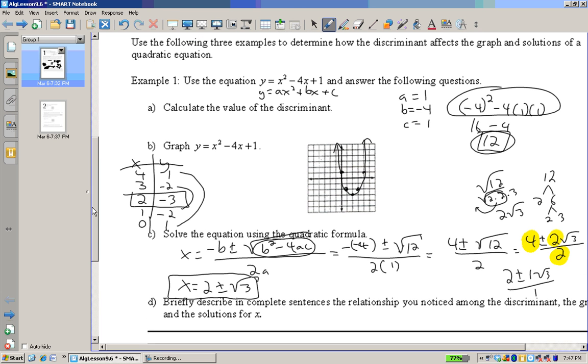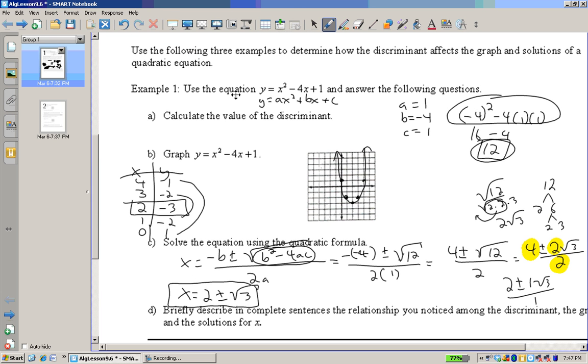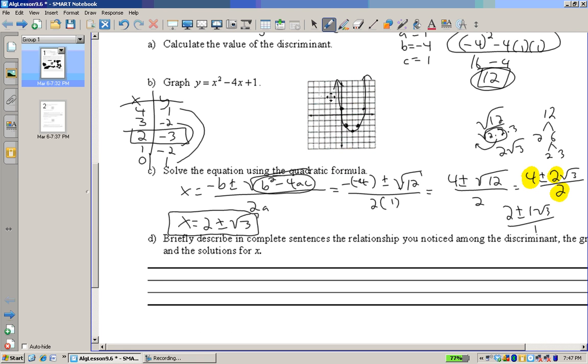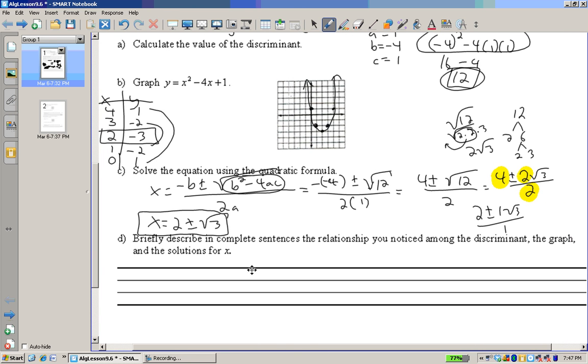So what this has told me is that when my discriminant was positive, think about this in terms of the quadratic equation here. I'm adding the square root of 12, subtracting the square root of 12. That's going to give me 2 separate solutions. Well, that's exactly what the graph told me, that there were 2 places where it hit the x-axis. It also told me that since this was positive, there were 2 distinct solutions here. So, describe in complete sentences what we notice among the discriminant, the graph, and the solutions.